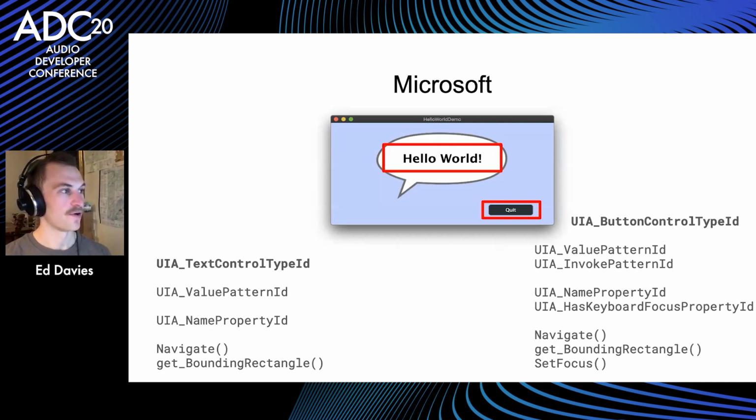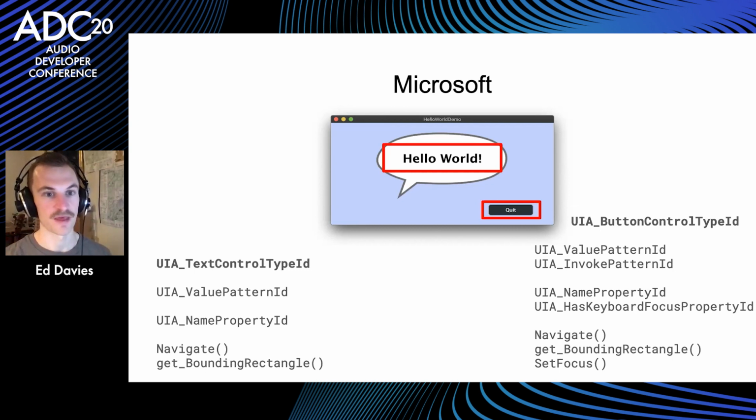So if we then look at how our Hello World demo looks in Windows land, you can see we've got the role at the top there, so text control type for the label, the button control type ID for the button. Then we have some control patterns that each of these UI elements support. So the text control type just supports the value pattern because the value would just be its text, whereas the button supports both value and invoke.